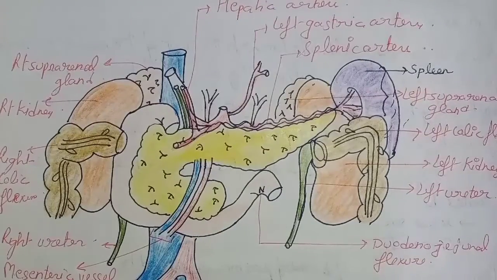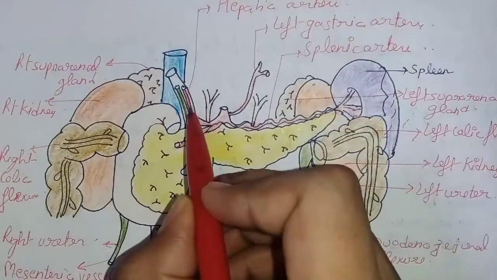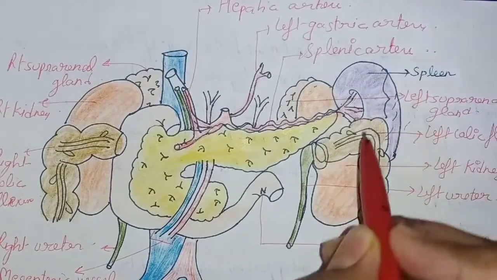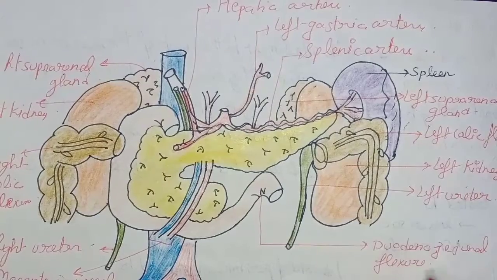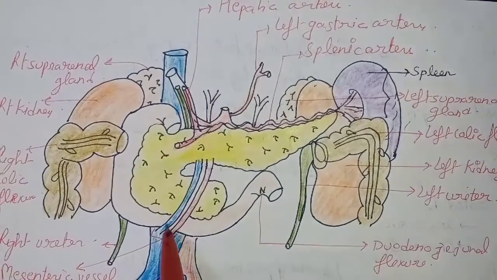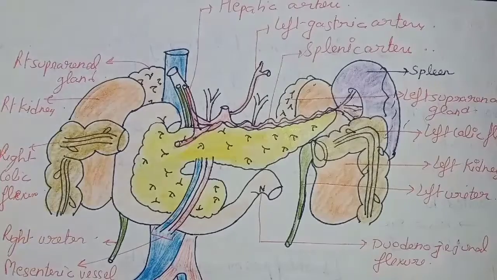The diagram shows the visceral relations of the pancreas with various organs. Like you can see here: hepatic artery, left gastric artery, splenic artery, then spleen, then left colic flexure, left kidney, left ureter, duodenojejunal flexure, then here right ureter, mesenteric vessels which contain vein and artery, right colic flexure, right kidney, right suprarenal gland.